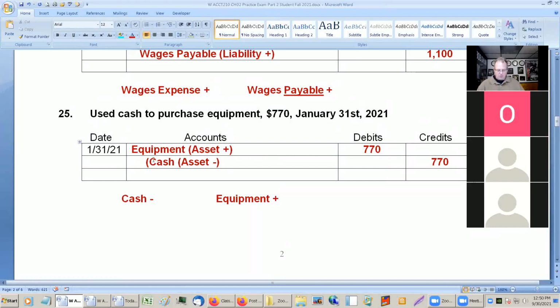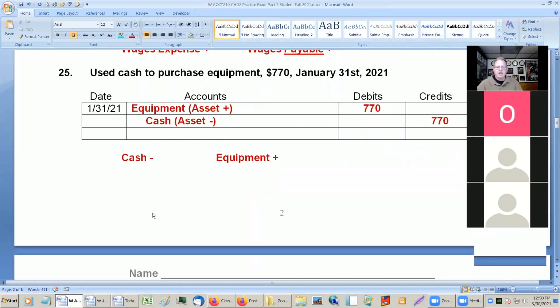Oh, I got too many things here. So cash, equipment going up, asset, and plus will be a debit. Asset going down, they're both assets. Trading one asset for another.